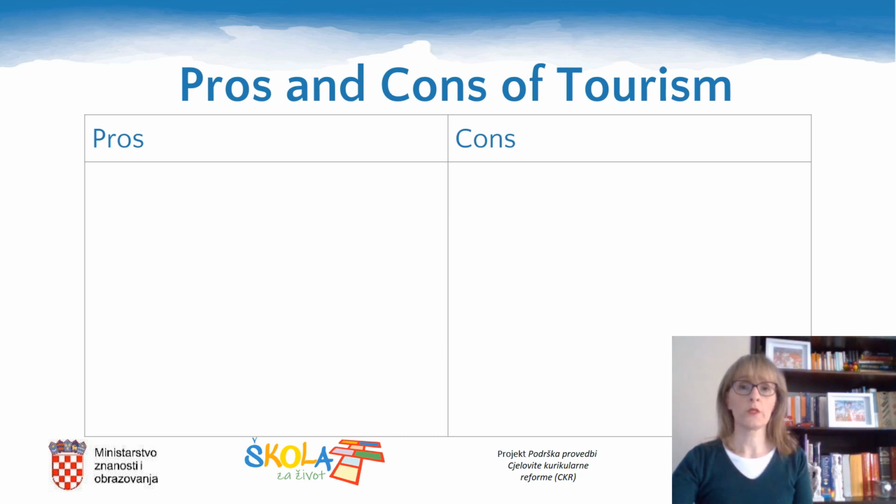Croatia is a country where tourism plays an important role, as we have already said. One could even say essential. I would like you to think of all the good things and all the bad things we associate with tourism. What are the advantages and disadvantages of being a tourist country? Think about it a little bit and then make notes in your notebook, but before that, pause the video.